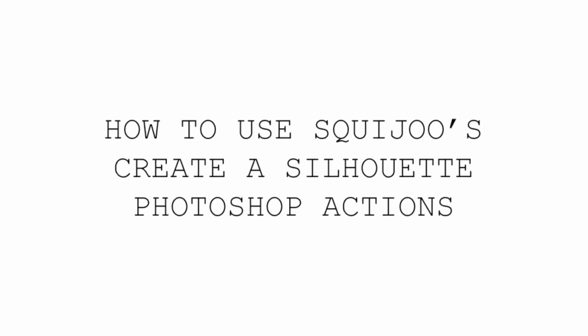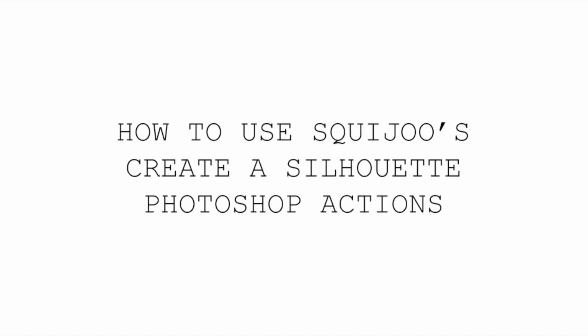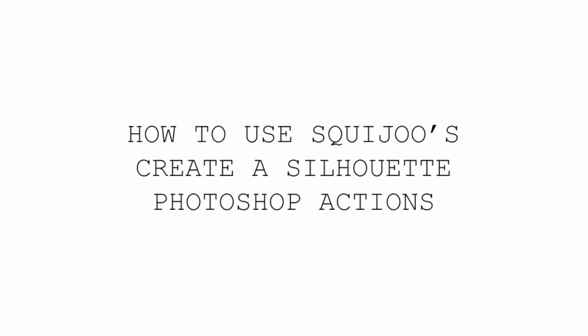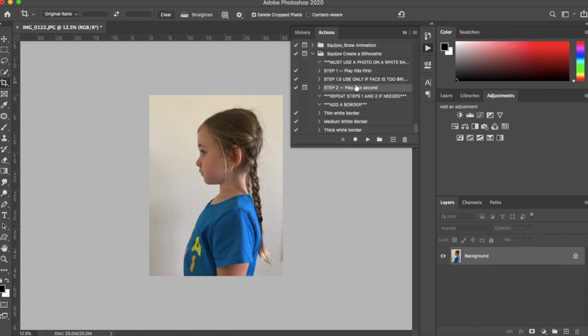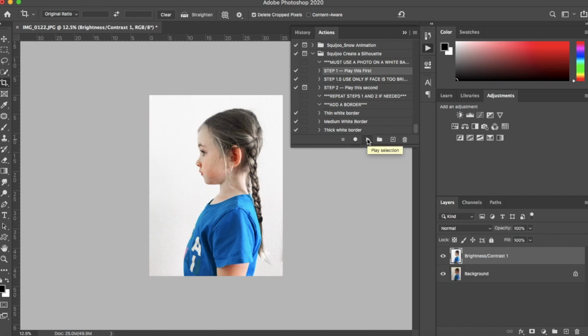In this tutorial, you will learn how to quickly create a silhouette using our Photoshop action set. Start by opening the photo provided to you and play the action step 1. This brightens the backdrop, but sometimes brightens your subject too much. If necessary, use step 1.5 to darken your subject. Then move on to step 2 and play the action.